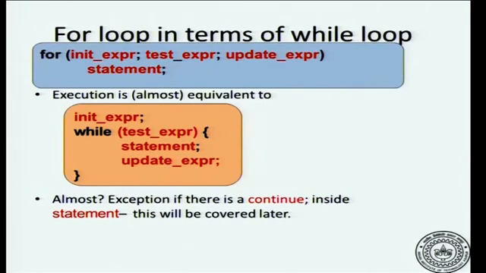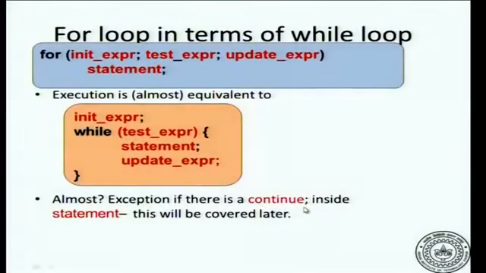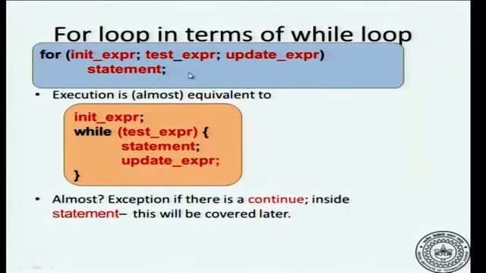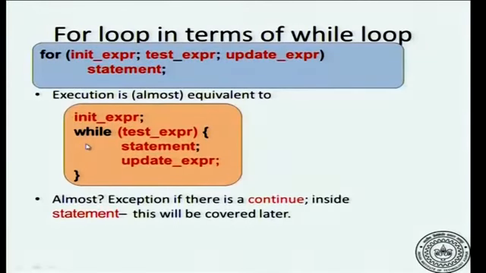Now why did I say execution is almost equivalent? We will see this later in the course. Whenever there is a continue statement or a break statement, we need to modify this equivalence between the for loop and the while loop. But for now, with the features of C that we have seen so far, the for loop is equivalent to the while loop. And we will have to modify this slightly later.